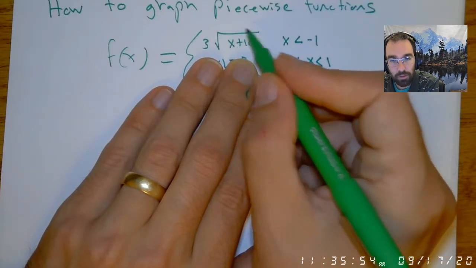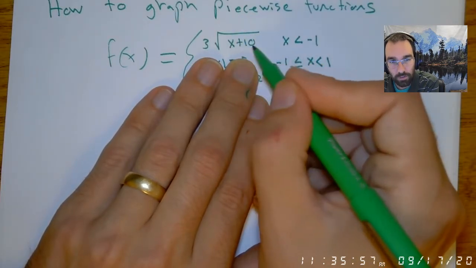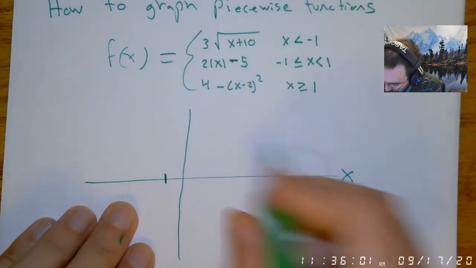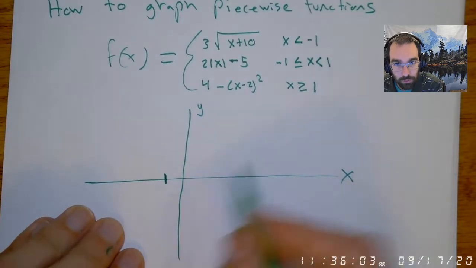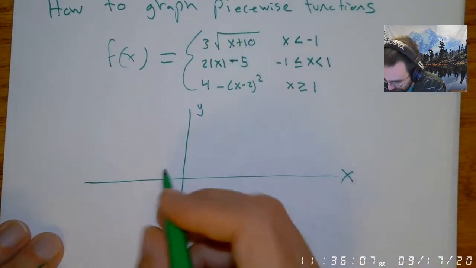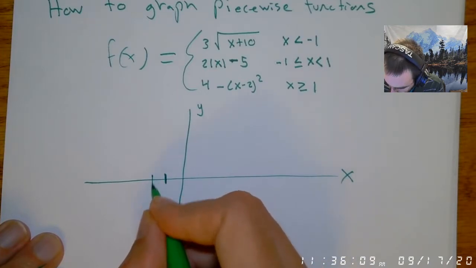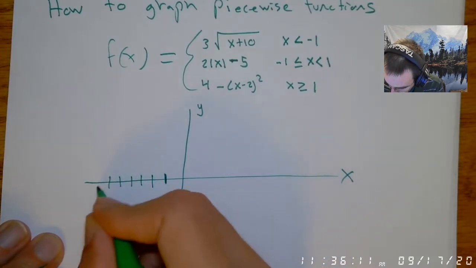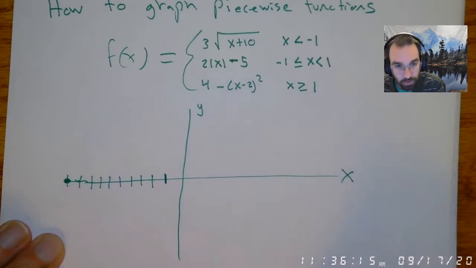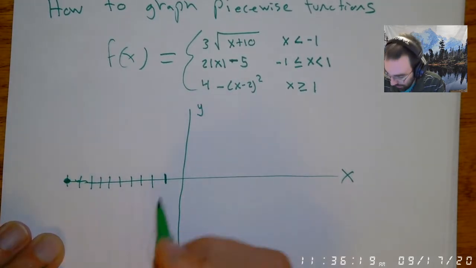So remember, and we're going to talk about this in a second, if it's inside the function, it's changing the input. And remember, the input on a graph goes left to right. And so inside is backwards. So if it says plus 10, I'm really subtracting 10. So I'm going to go 2, 3, 4, 5, 6, 7, 8, 9, 10. So I know it's going to start there. Okay. And then it's the square root.